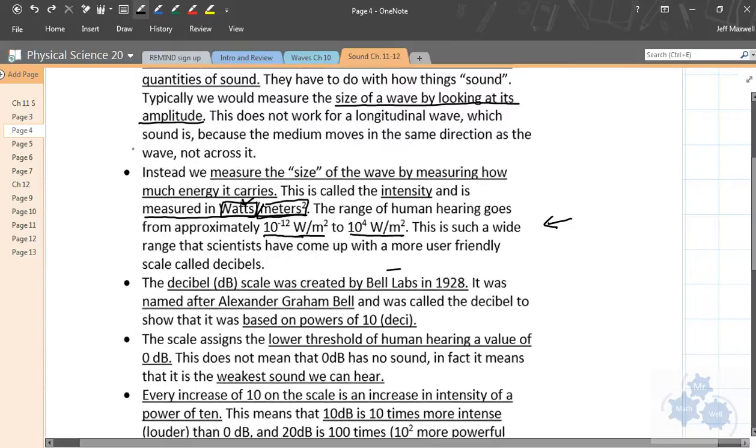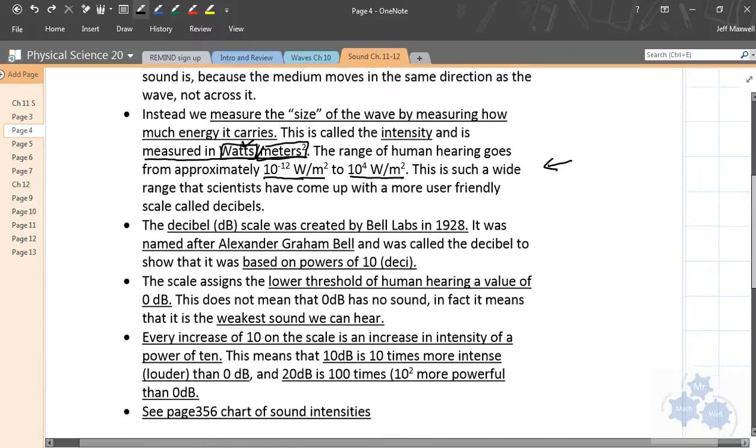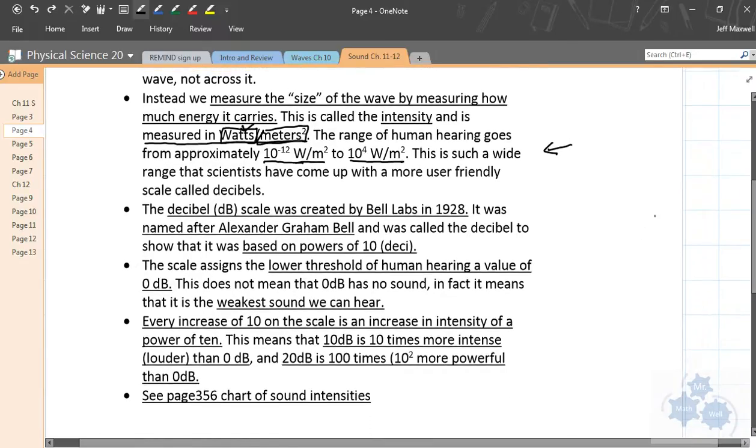So this intensity level of sound, not frequency, but intensity level, we measure in decibels. And some of you have heard of decibels before. The decibel scale was created by Bell Labs in 1928. It was named after Alexander Graham Bell, and is called the decibel to show that it was based on the powers of 10. So notice the deci part, okay, decibel. Okay? So this is a more user-friendly scale of measuring and of communicating intensity of sound. So the decibel.